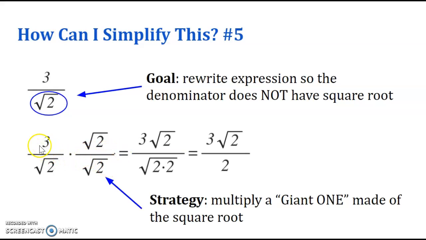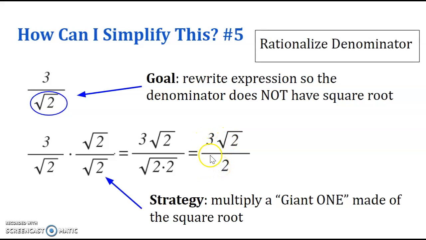And when you multiply fractions, you always multiply across. So that's 3 multiplied by root 2, which just becomes 3 root 2. And root 2 multiplied by root 2 is root 2 multiplied, so square root of 4. Square root of 4 is the same as 2. So you have just gotten rid of the square root sign here. Okay? So 3 over root 2 is the same as 3 root 2 divided by 2. And we call this process rationalizing the denominator.